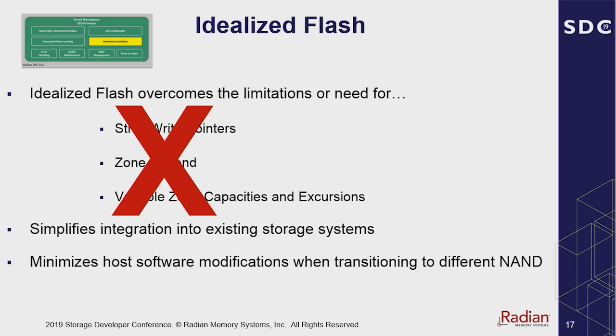So with Idealized Flash and ASL, our zone block devices do not require strict write pointers, and they do not need a zone append capability to handle tangled ordering or for contiguous addressing, and will never burden a host with variable zone capacities, zone excursions, or LBA gaps. This dramatically simplifies integration of zone flash devices into existing storage systems and minimizes host software modifications.